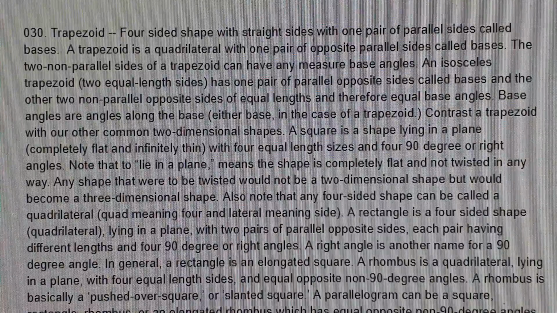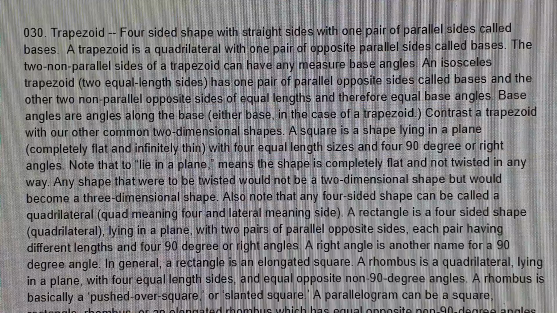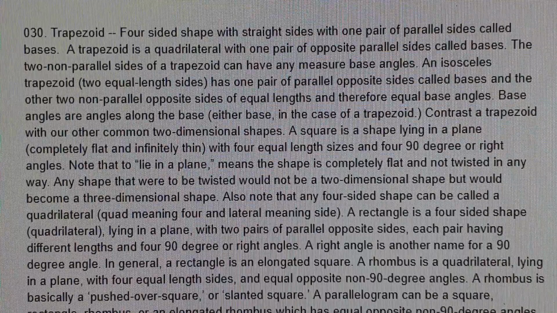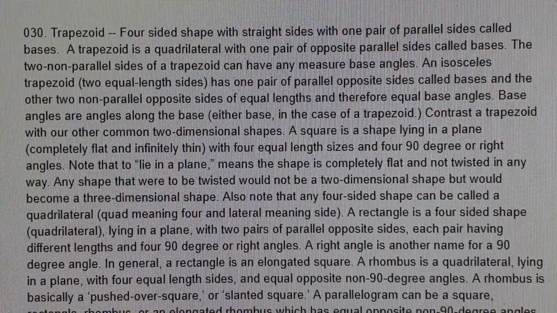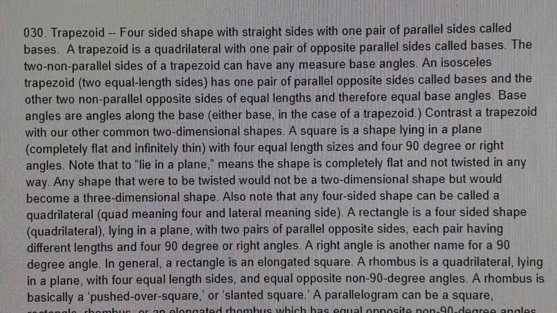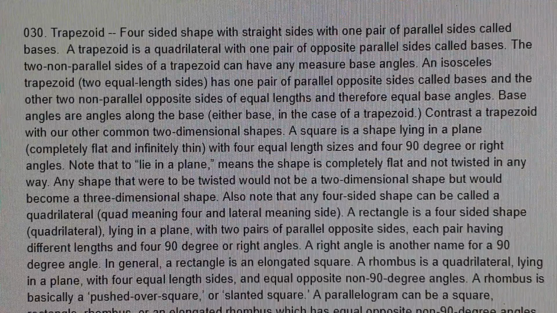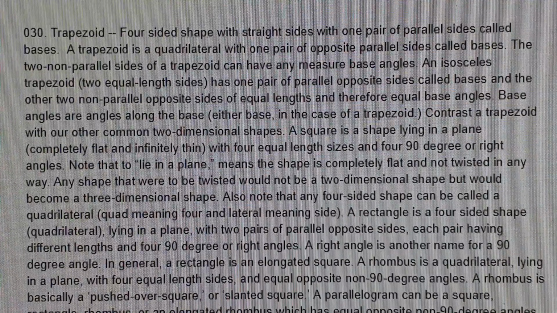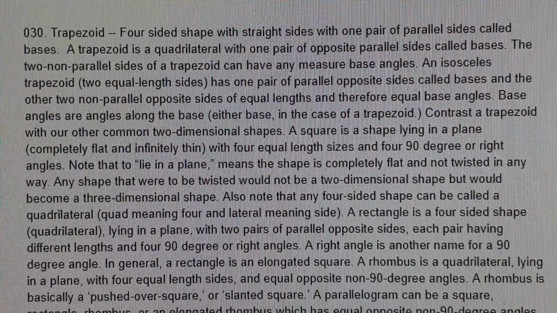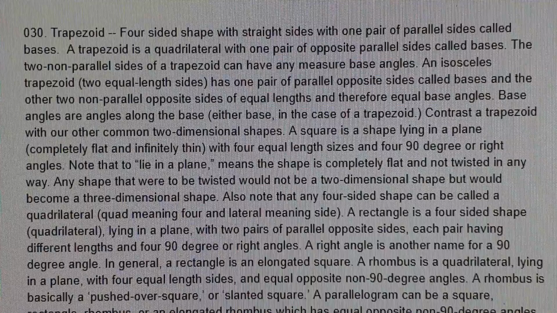A rectangle is a four-sided shape (quadrilateral) lying in a plane with two pairs of parallel opposite sides, each pair having different lengths, and four 90-degree or right angles. A right angle is another name for a 90-degree angle. In general, a rectangle is an elongated square.